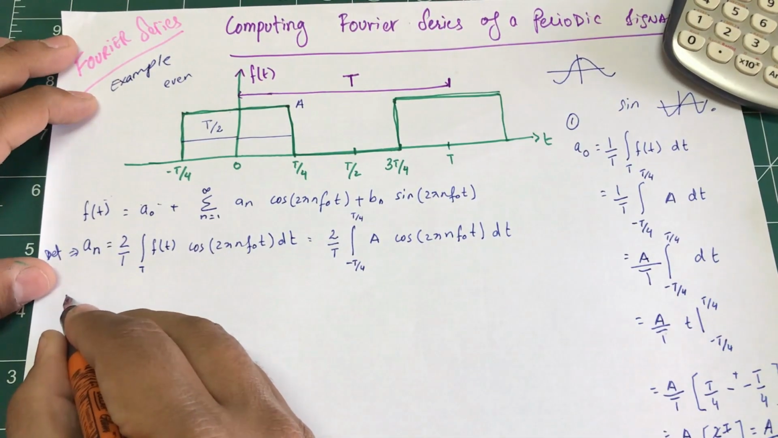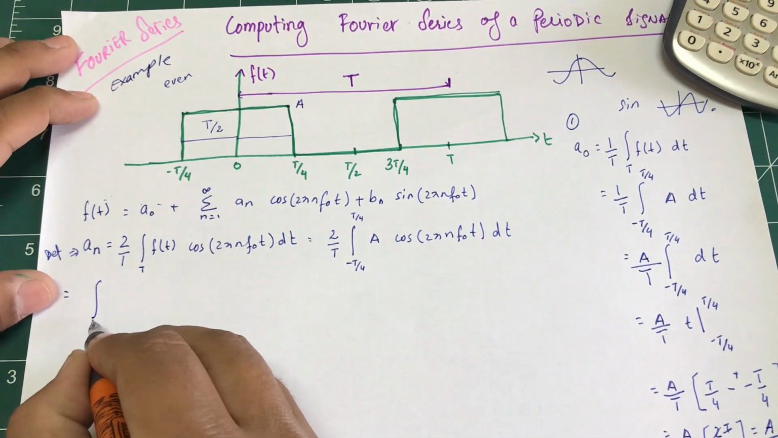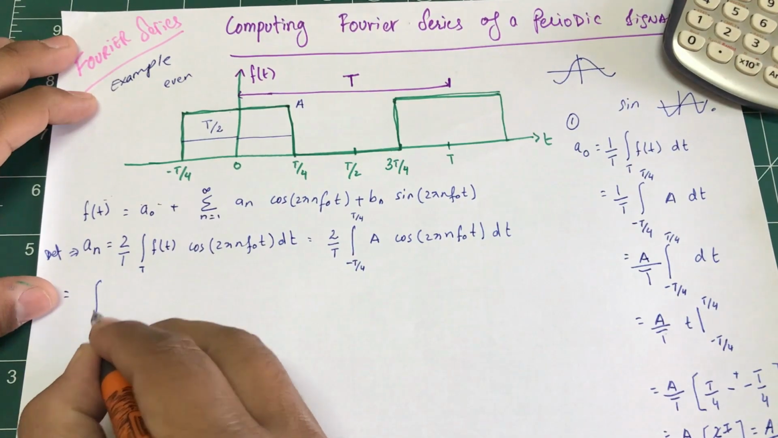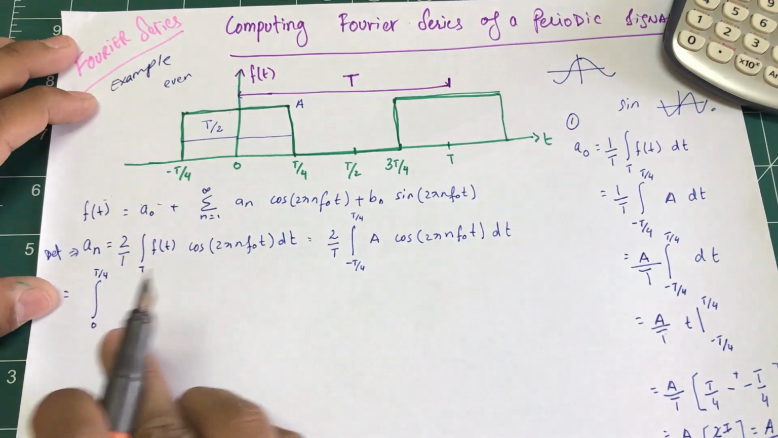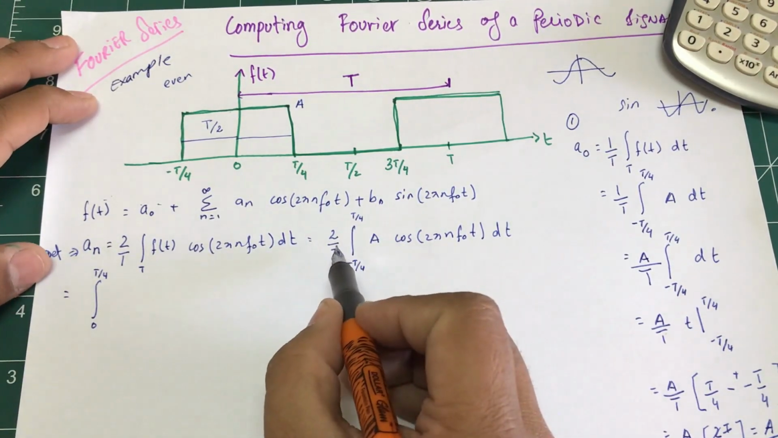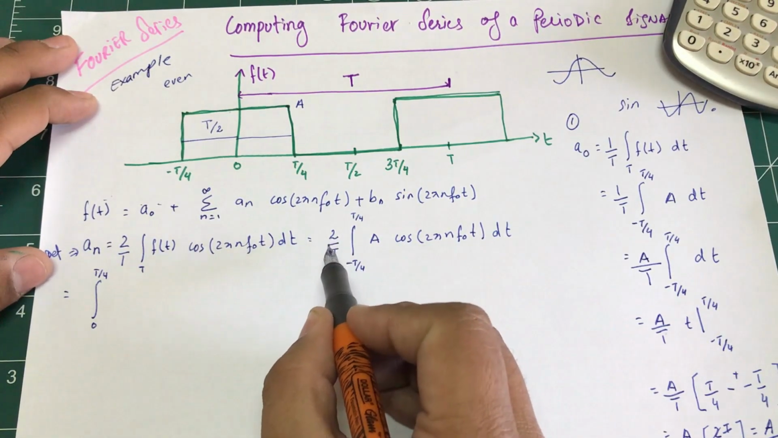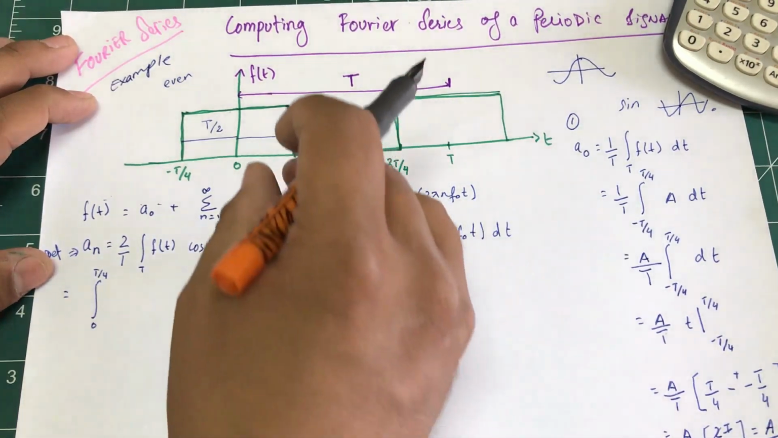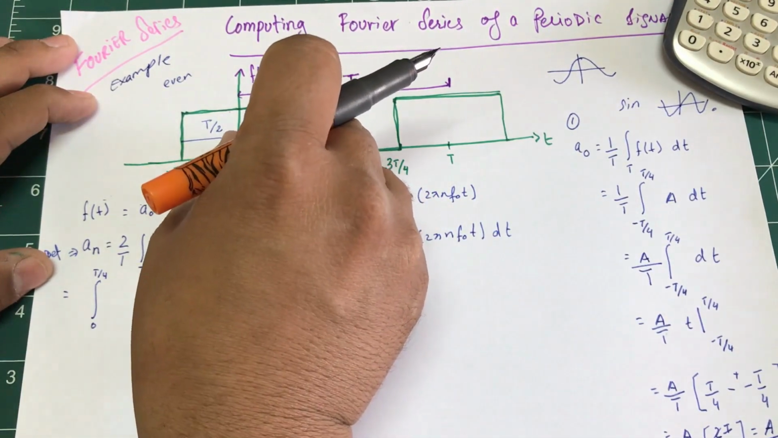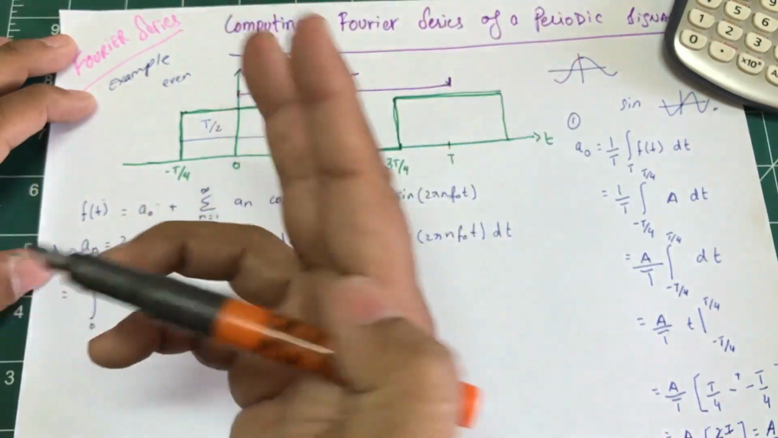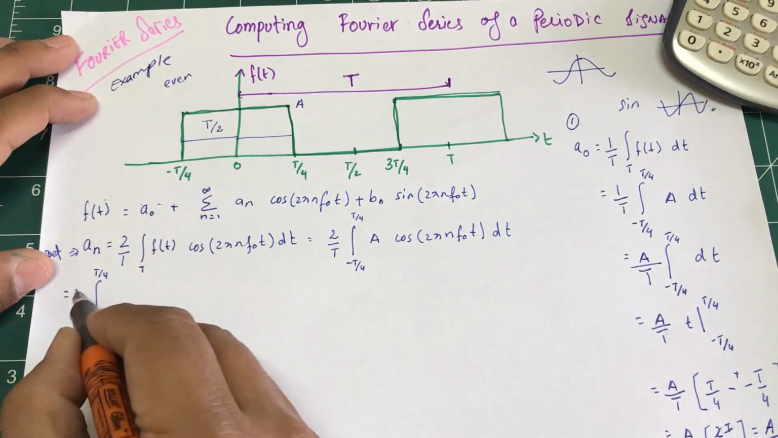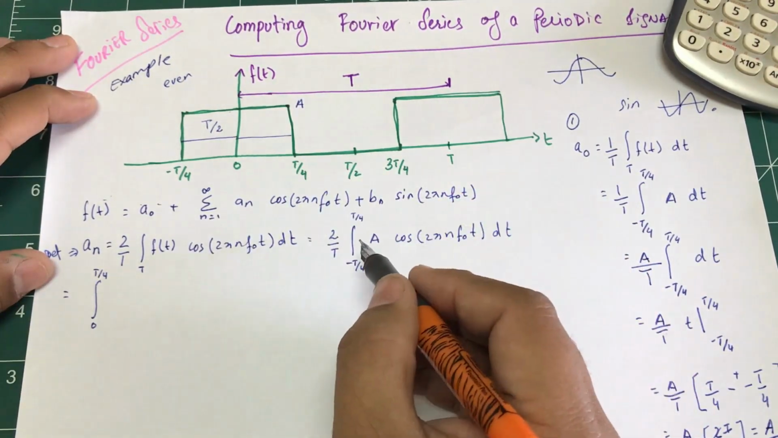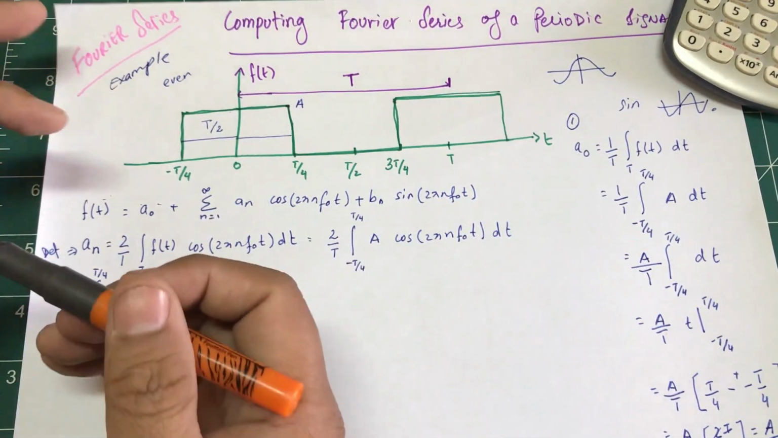So my integration limit will change from 0 to T over 4, and I'm going to make that replacement. I am calculating only one half and multiplying the answer, whatever I get, by 2. So this is actually going to be 2 times 2. I hope you're understanding what I'm trying to say.